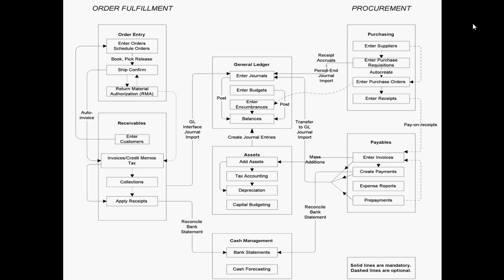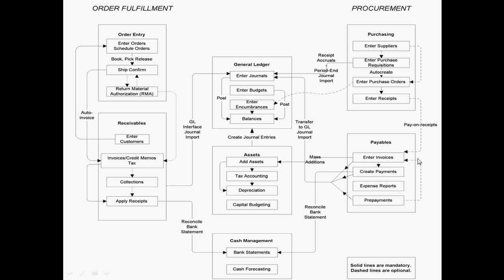Then you enter a purchase requisition. We have seen the requisition where we enter what we want to buy, and how much, and from where. So you enter a purchase requisition, then using autocreate or manually you create a purchase order. Once you have a purchase order created, you release it to the supplier. Once the supplier ships you those products, you enter the receipt of those products. Once you have received the products, you run a process to pay on receipt, and then that gets you into the payables module.